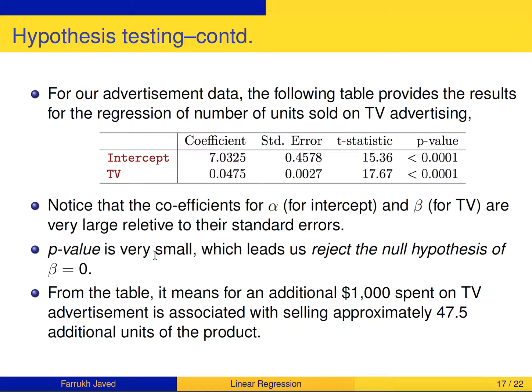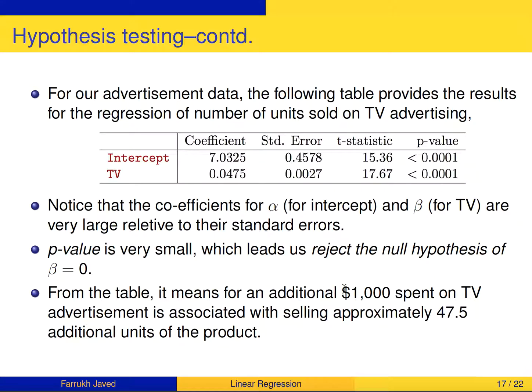It means that the p-value is very small, which leads us to reject the null hypothesis of beta equal to 0, and I conclude that yes, I do need beta. I do need TV advertisement for my regression because beta is not zero. I'm going to reject this hypothesis. My p-value is very low, right?